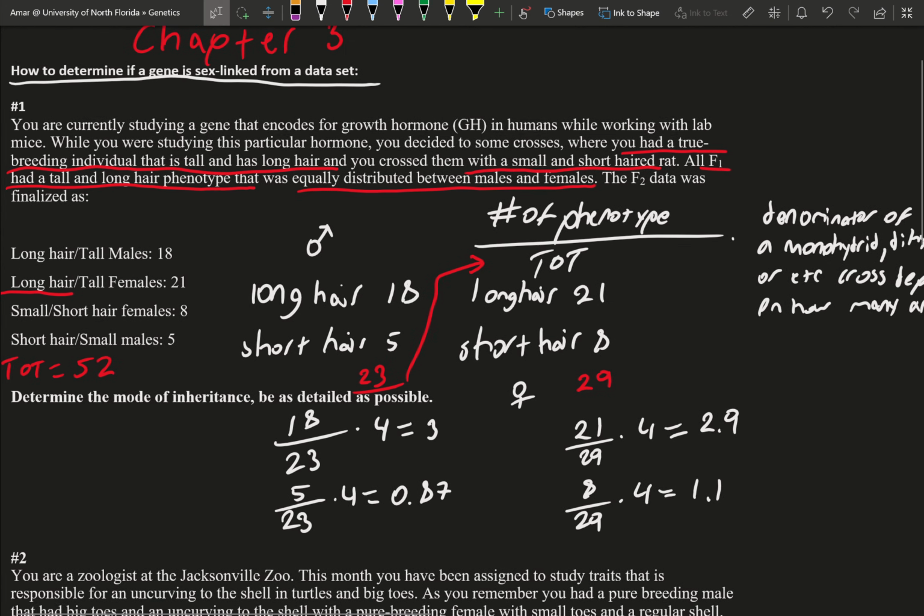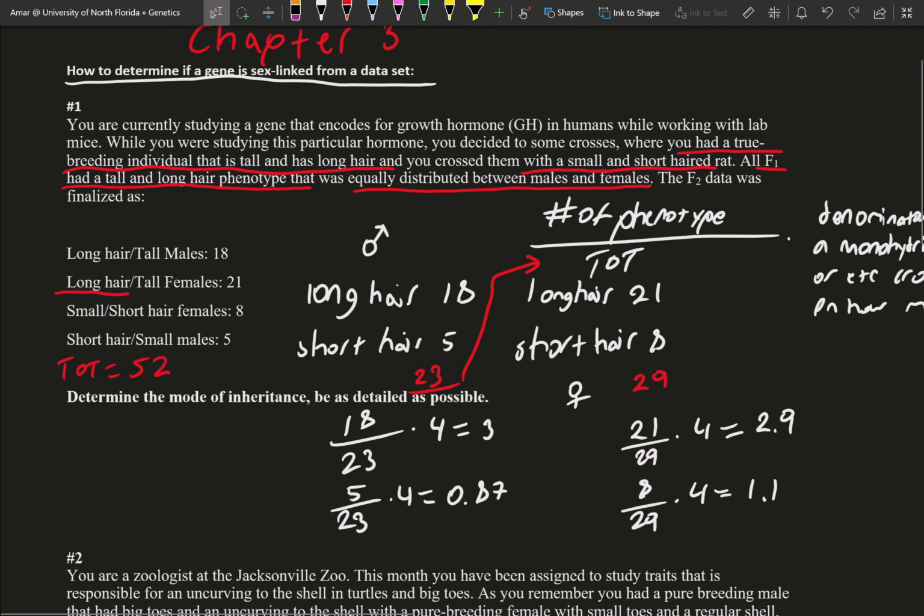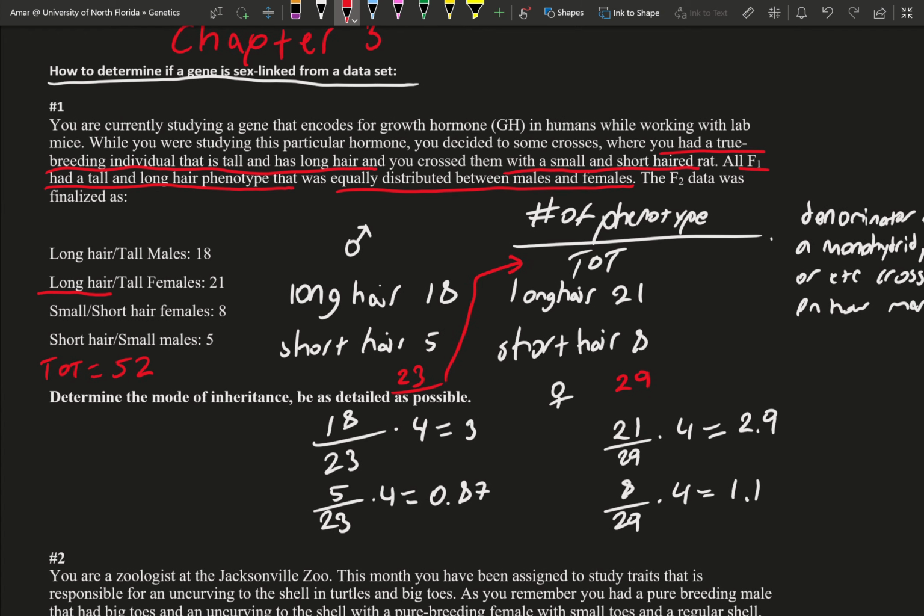So essentially, looking at these ratios shows you that for the trait of the length of the hair, between males and females, you have exactly the same phenotypic ratios for that particular trait. So what we can say is that, therefore, length of hair is not due to sex linkage.